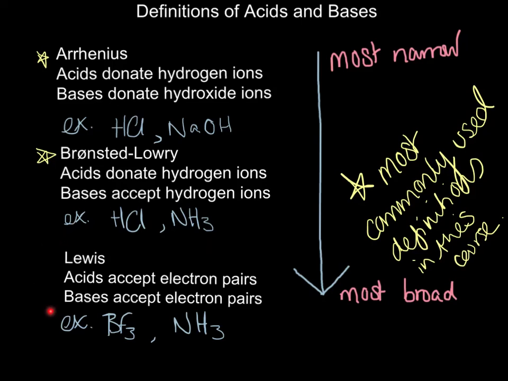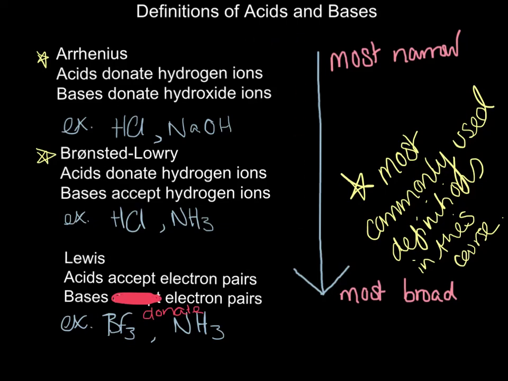Lewis acids and bases is the most broad definition, and it says that acids accept electron pairs and bases donate electron pairs. So I just fixed that typo there. So bases donate electron pairs. Now this means that substances like BF3, which normally would not have been considered an acid, can now classify as being acids. And things like NH3 are still bases. So the definition for Lewis acids and bases is a more broad definition, but we don't tend to use it as often. We tend to stick with the Arrhenius definition and the Bronsted-Lowry definition.